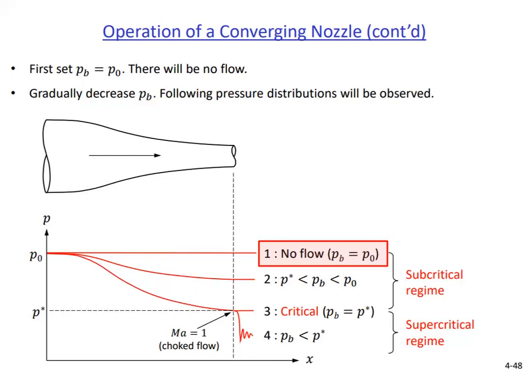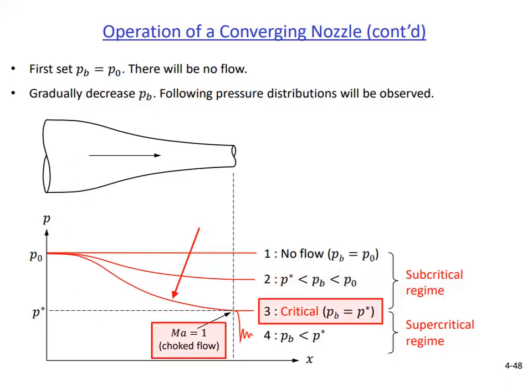If we decrease the back pressure, a certain flow rate will be established depending on the value of the back pressure. Pressure will decrease smoothly between P0 and PB, seen here as case 2. Flow rate will increase as we keep lowering the back pressure. We can keep decreasing the back pressure until it becomes equal to the critical pressure P star, shown as case 3. At this point, the exit Mach number becomes unity, and the flow is said to be choked. The flow rate we have at this point is the largest that can be achieved in this setup. We cannot increase the flow rate any further unless we change the stagnation properties.